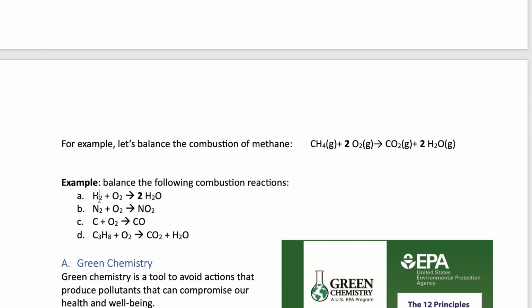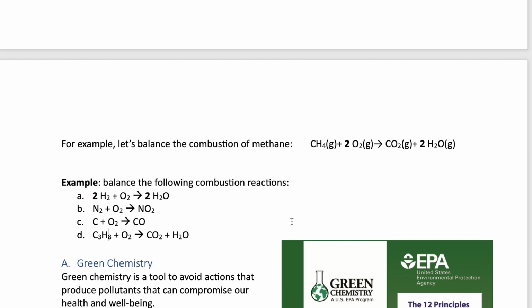But then on the left side, now we have 2 hydrogens. On the right side, we have 4 hydrogens, so that doesn't work. In order to balance it, I need to put a 2 in front of this. That would balance that out, and we're done. Okay, here's something a little bit more complex.